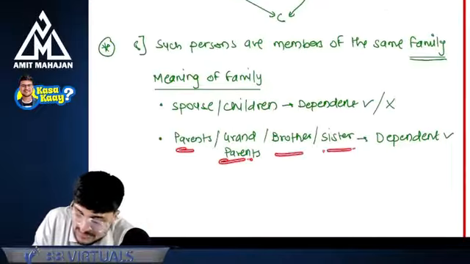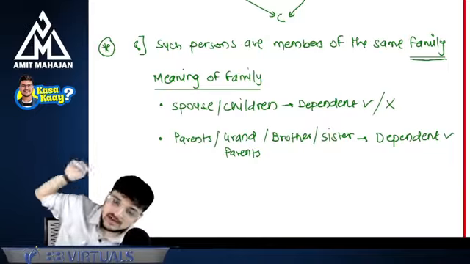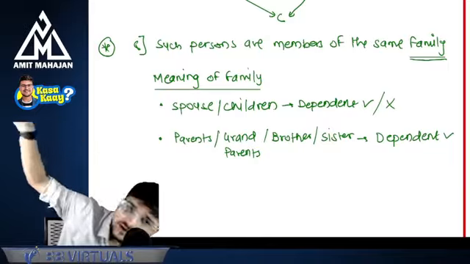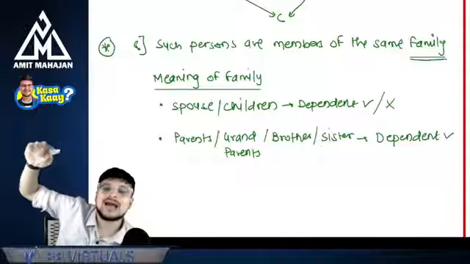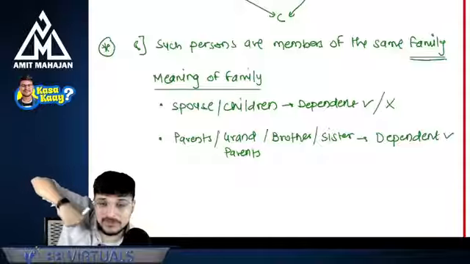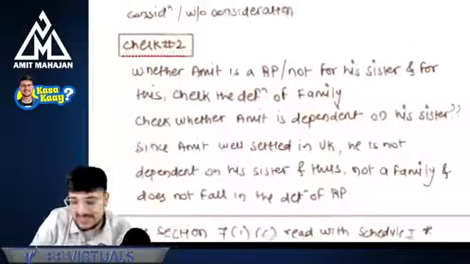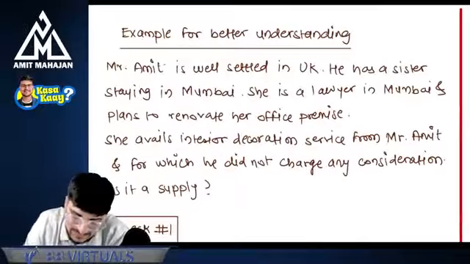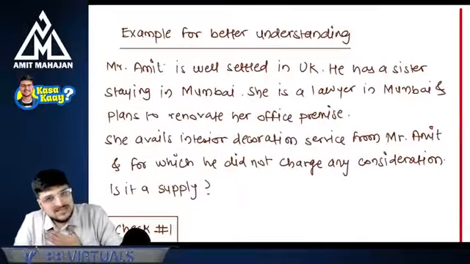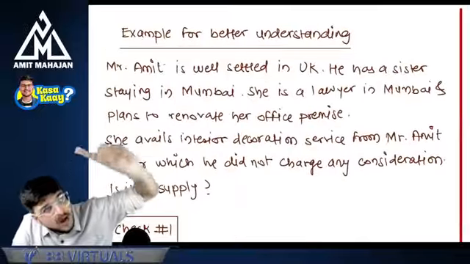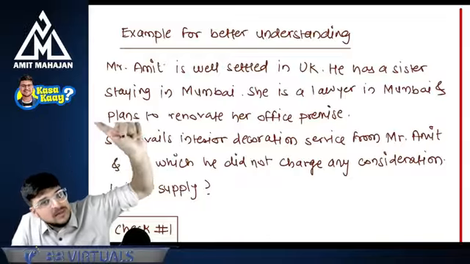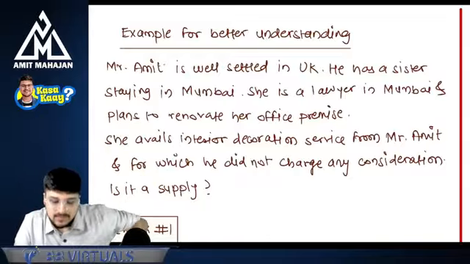Spouse, grandparents, brother, sister. If those parents, grandparents, brothers, and sisters are dependent on me, which means I'm the recipient here, in this case, we are thinking from that sister's perspective. For that sister, is Amit a related party? Is Amit dependent on that sister?